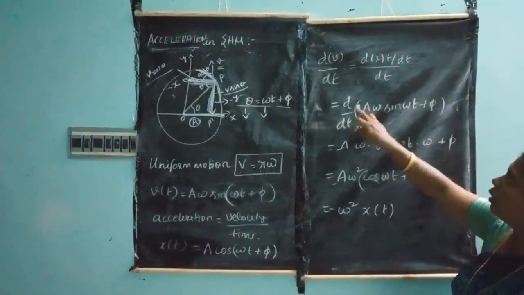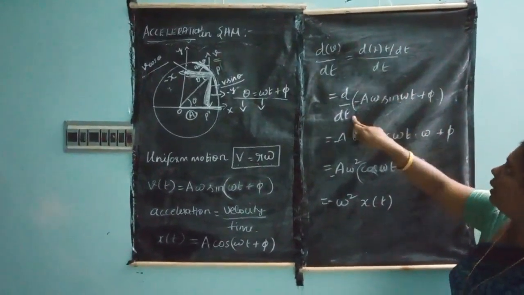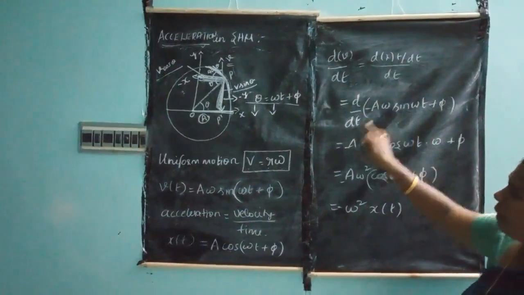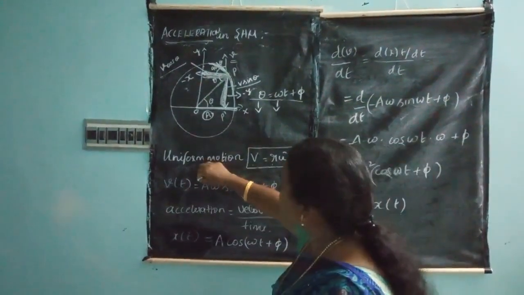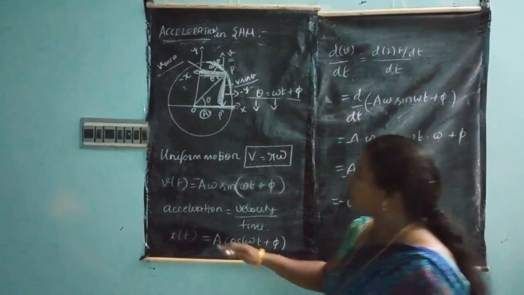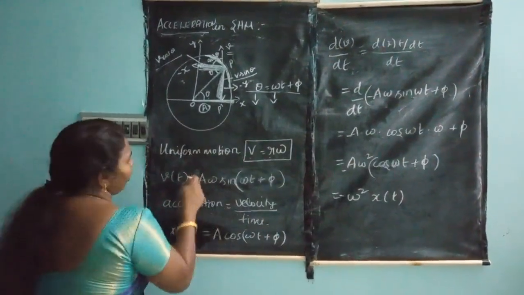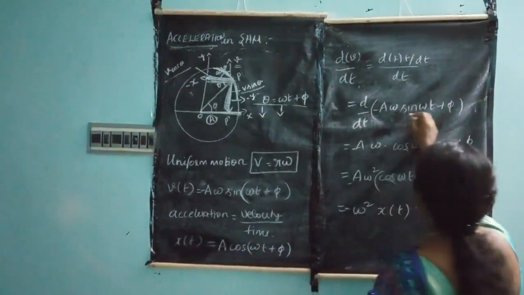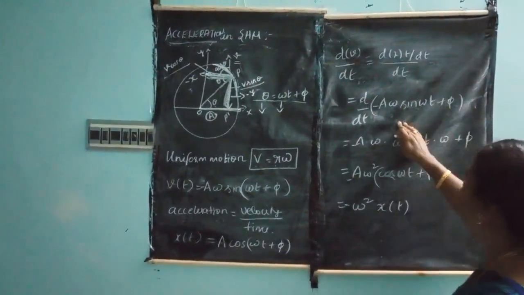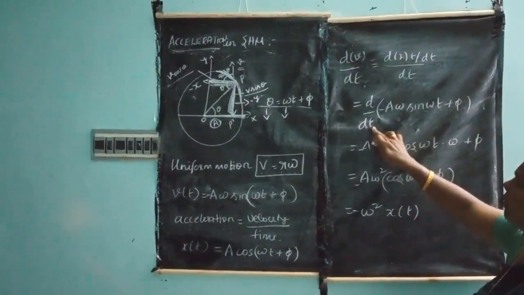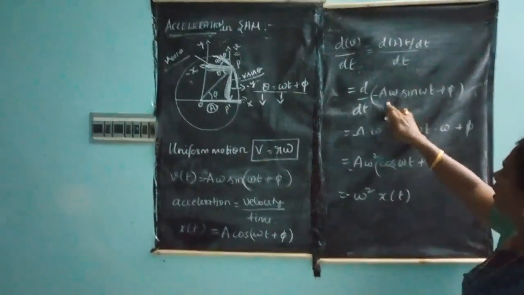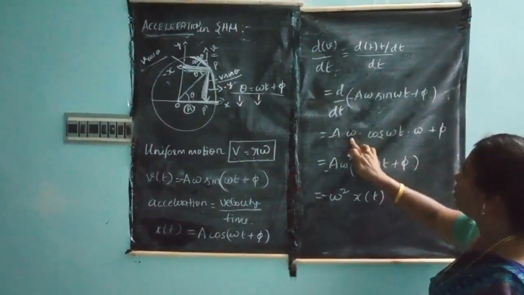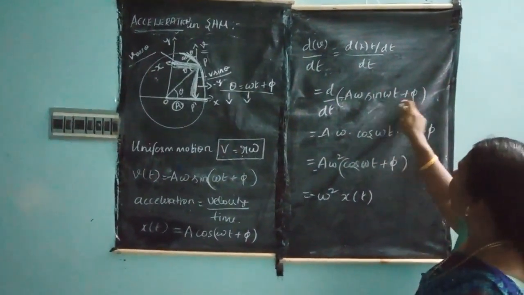Okay, see here. I am writing d divided by dt of the velocity. Already I know that velocity. I got it along the negative x direction, so in order to represent that, minus a omega sin(omega t plus phi). So when I differentiate this with respect to time, what is the answer? Minus a is a constant, omega is a constant, and then sin(omega t plus phi).